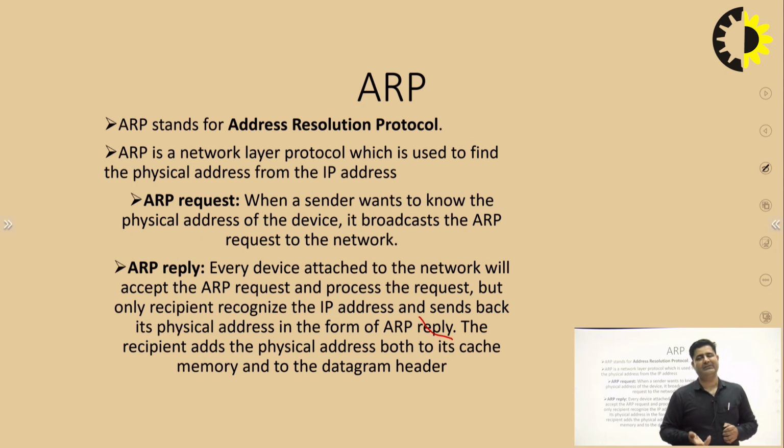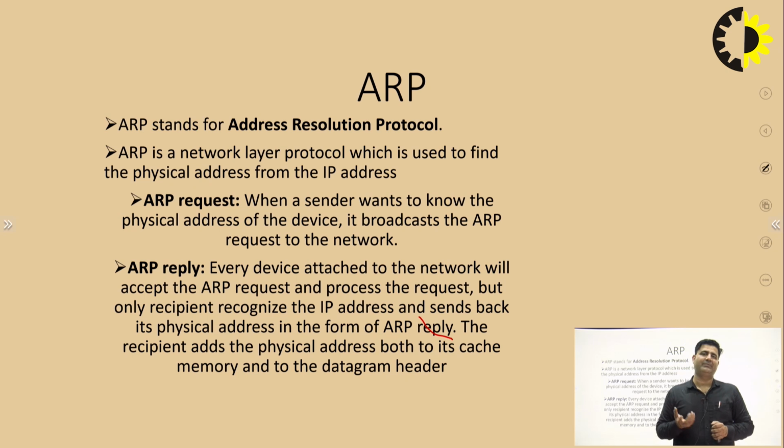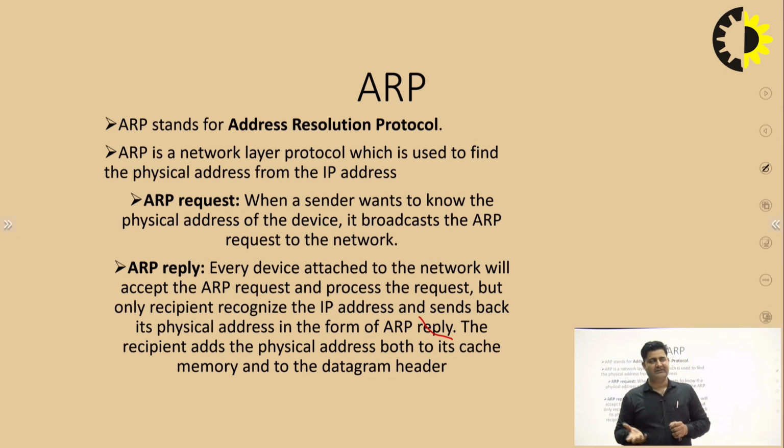So what happens in this? I know the IP address, and I want the NIC address of the destination. So we broadcast the message in the form of the ARP request packet. We mention the IP address and reach out on the network. The receiver that has the IP address gives the reply in the form of the ARP reply packet.